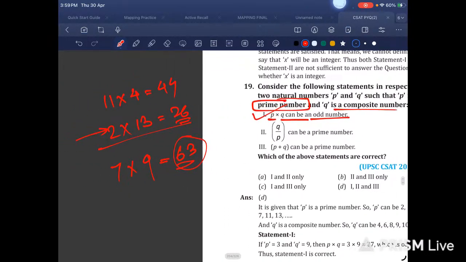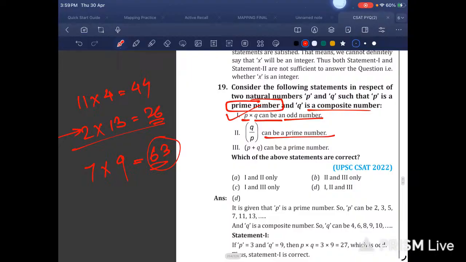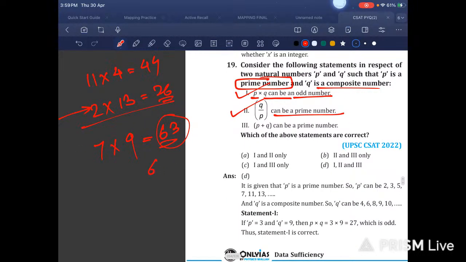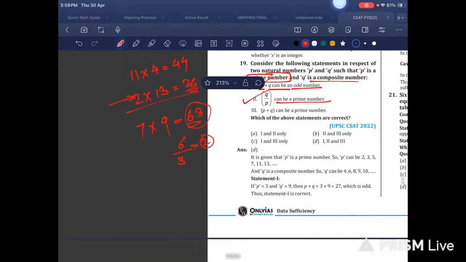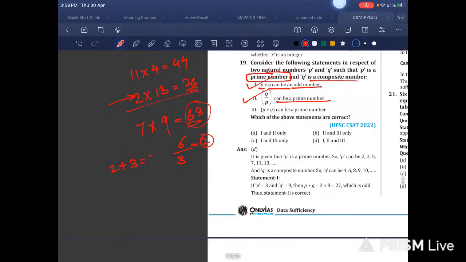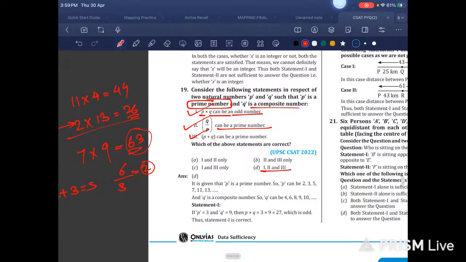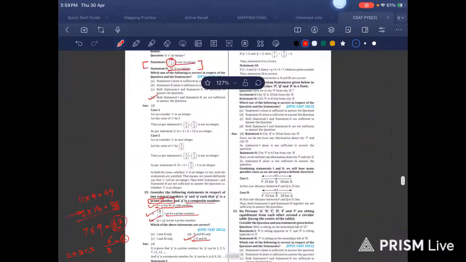Q upon P can be a prime number. It can be any number like this. If we take 6 upon 3, we get 2. 2 is a prime number. Then P plus Q can be a prime number. Yes, obviously. 2 plus 3 is 5. So this statement is also correct. So we have options 1, 2 and 3 correct. So option D is correct.